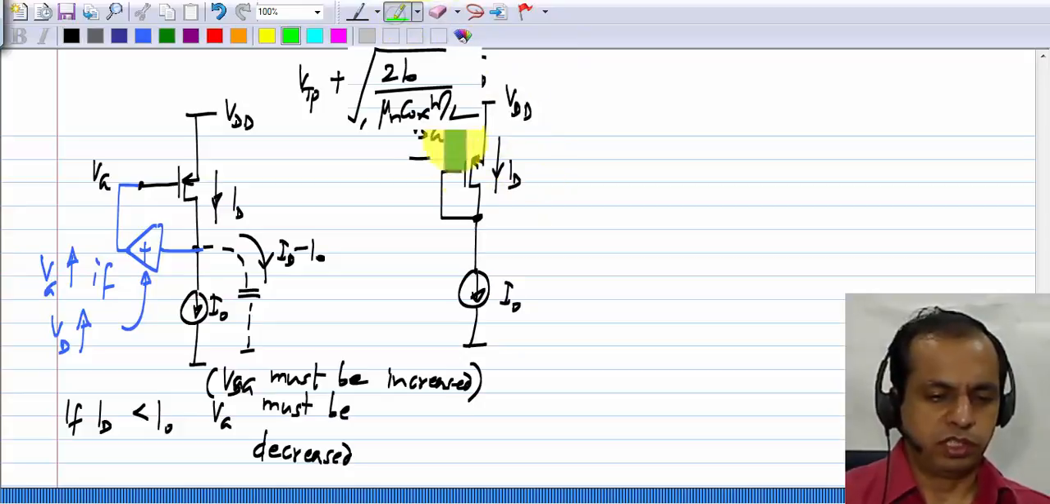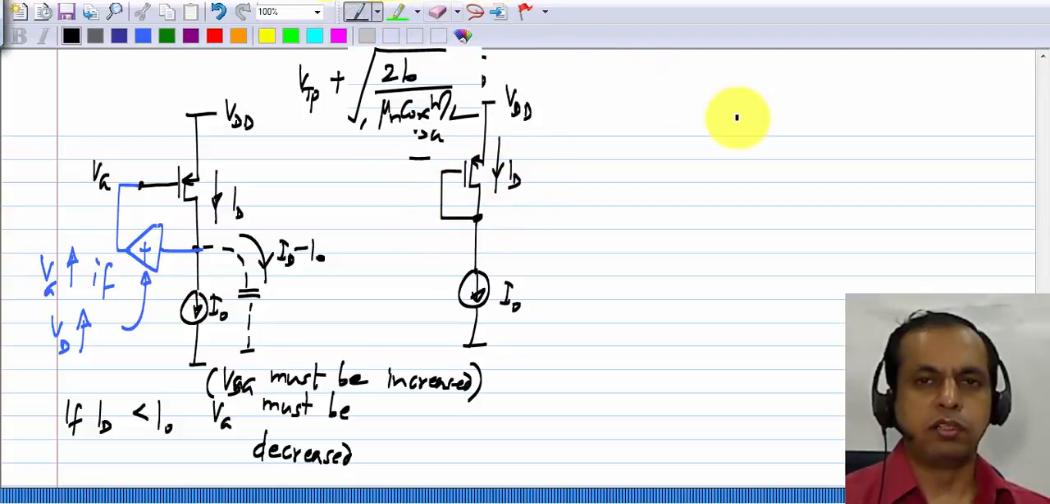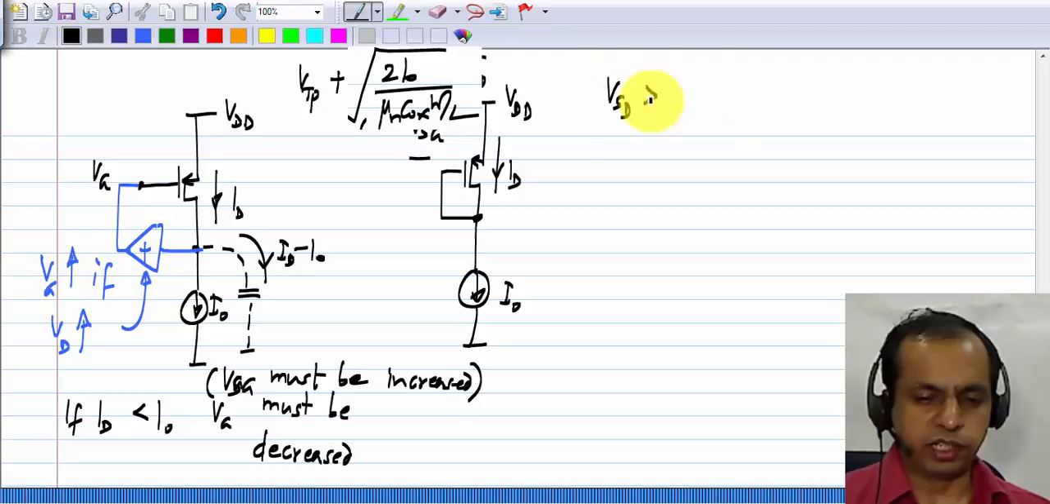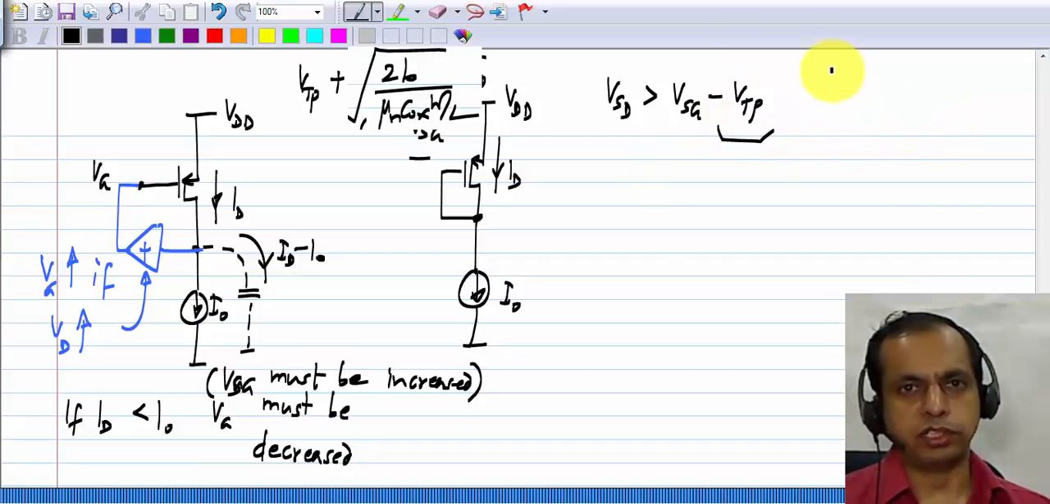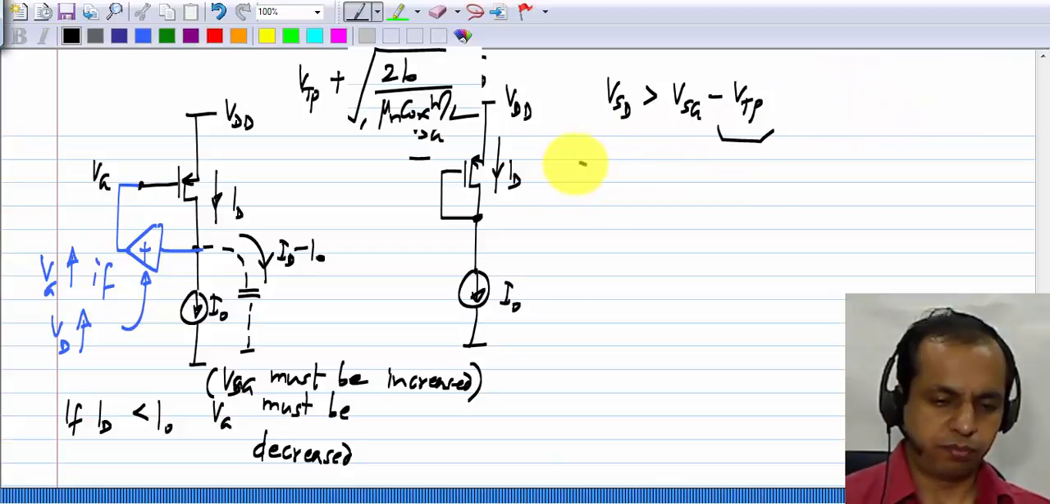Now, will this transistor be in saturation? For it to be in saturation, VSD has to be greater than VSG minus VTP. So as long as VTP is positive, which is the most common case, then this will be in saturation.